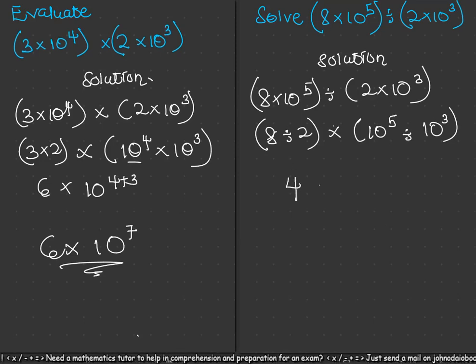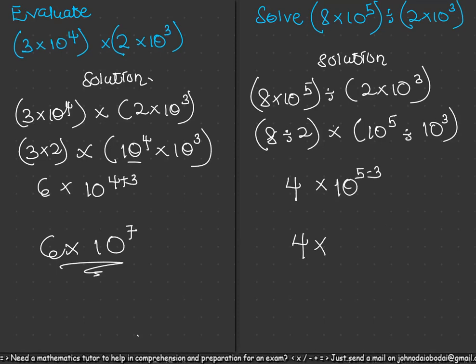So we have our 4 times 10 to the power, and if we are dividing numbers written as indices, you have 5 minus 3. Why? Because we are dividing. So 10 raised to the power 5 minus 3, and you know 5 minus 3 gives us 2. So our answer is 4 times 10 to the power 2.